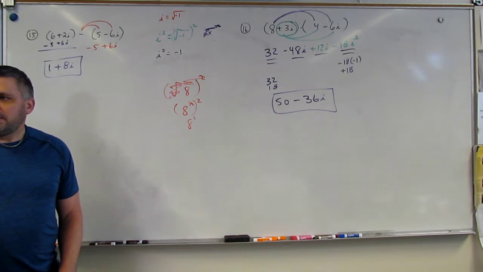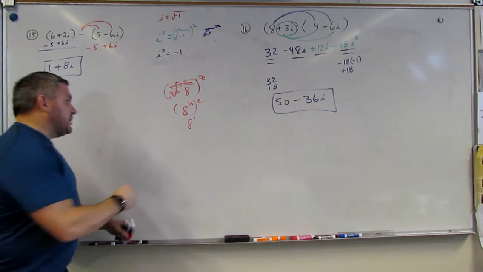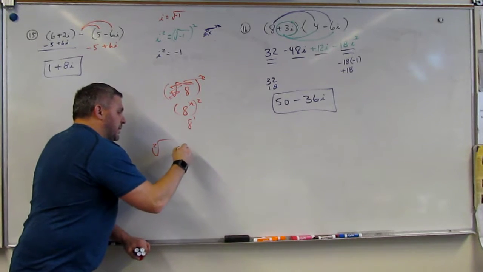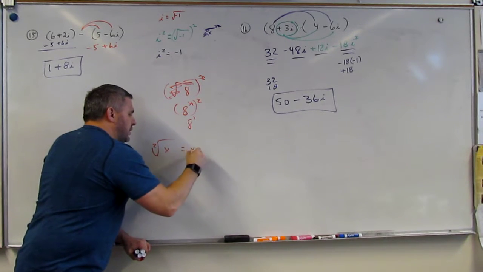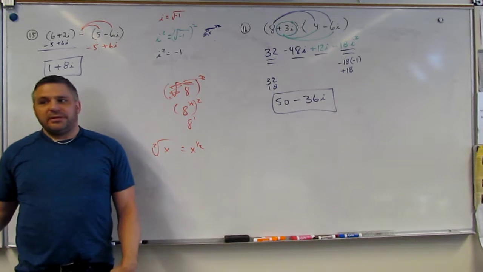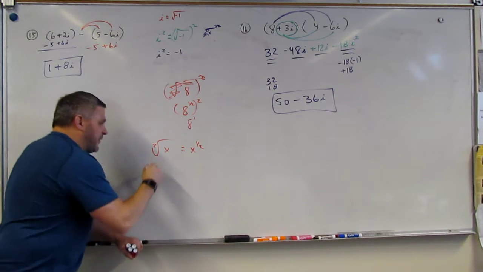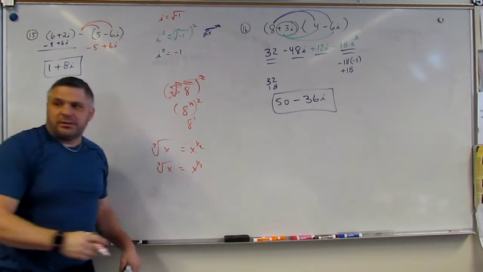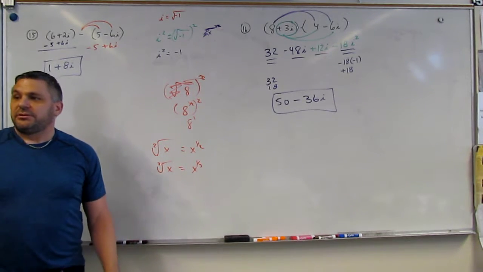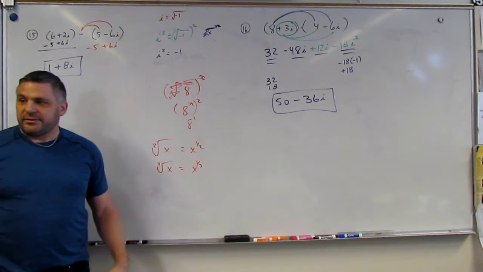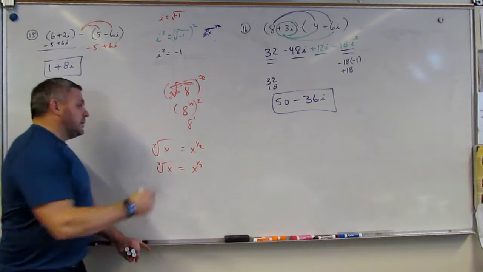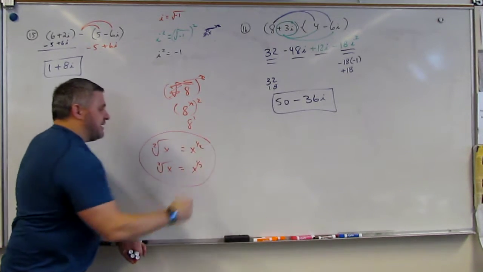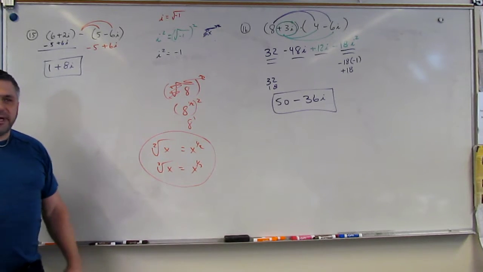Why 1/2? Because a square root is a power to the 1/2 power. We need to know that. If it's a cubed root, it's to the 1/3. If it's a 4th root, it's to the 1/4. 5th root, 1/5. So we have to know this. You have to have that in your tool bag.